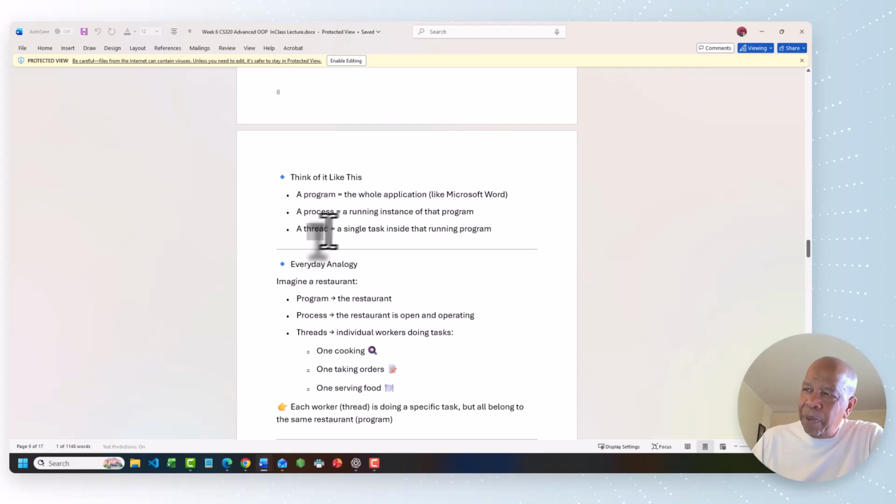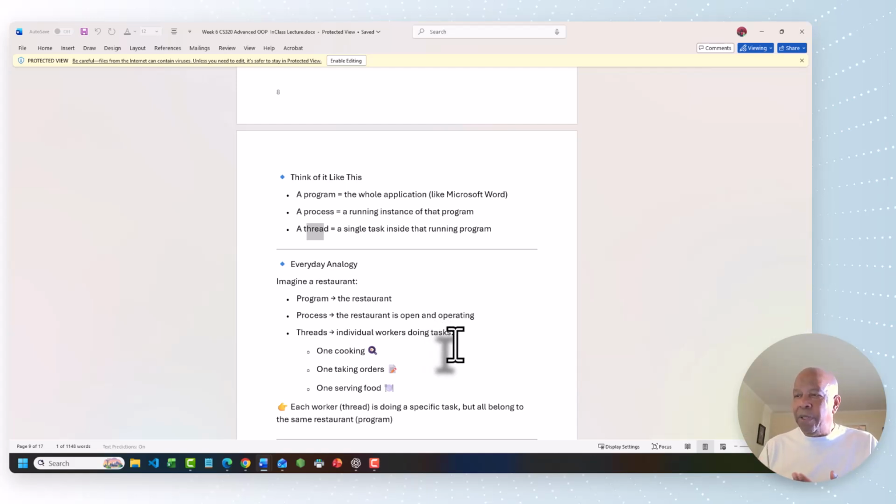I can break up that program into however many pieces I want, 2, 10, 20, 100, and basically take those threads and make them runnable, which says, okay, I can run these at the same time in parallel. Okay, everyday analogy: imagine you have a restaurant. The program is the restaurant. The process is the restaurant opening and operating. The threads are individual. I can have one person cooking, one person taking orders, one person serving food.